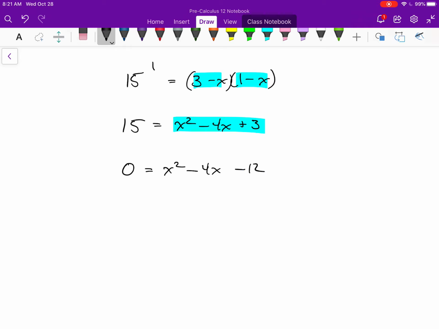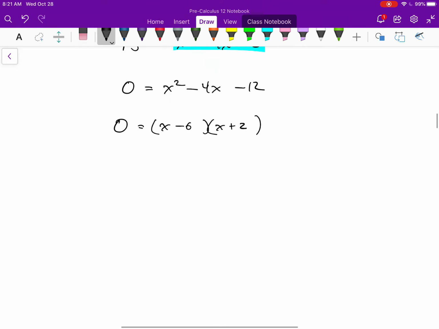If we can't factor this, we'll use the quadratic formula, which again needs it to equal 0. That's it. This can factor, and I get (x minus 6) and (x plus 2). That said, the solutions to the quadratic equation are 6 and negative 2. Again, these are solutions to the quadratic equation.